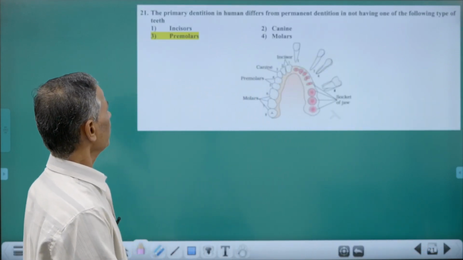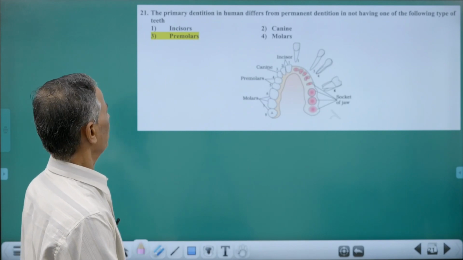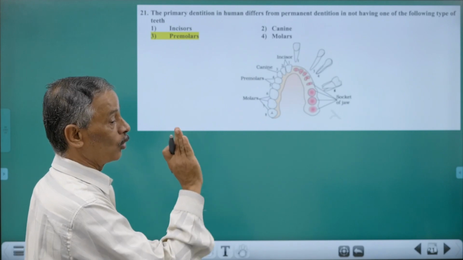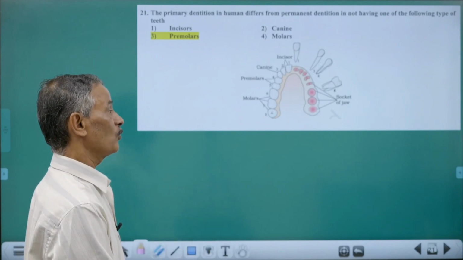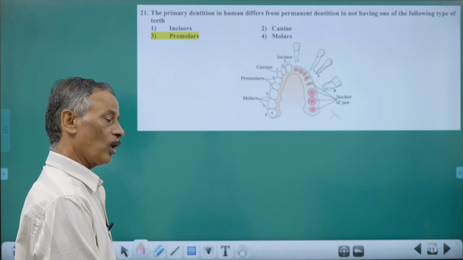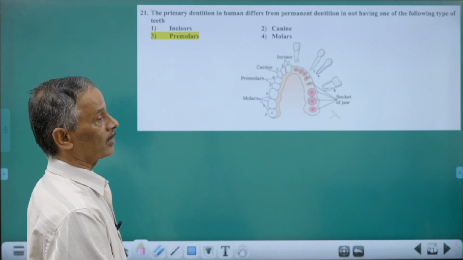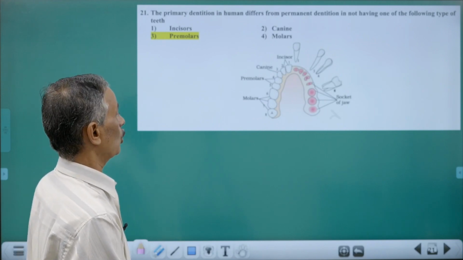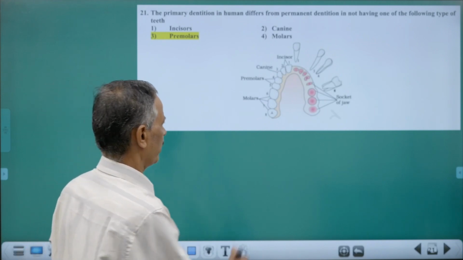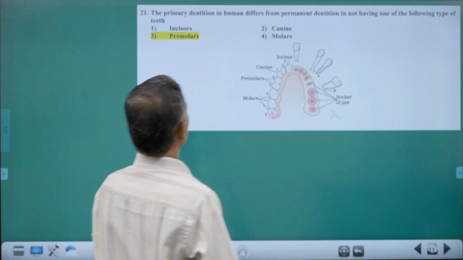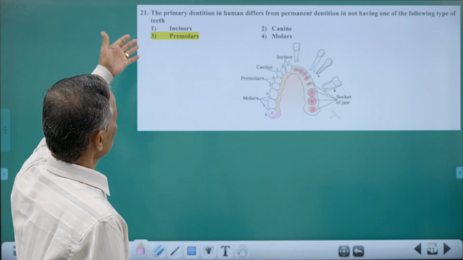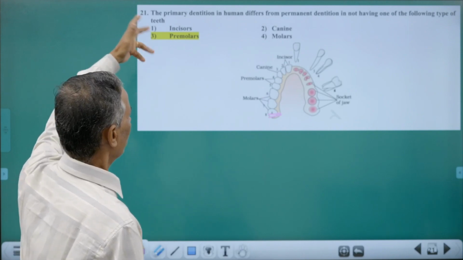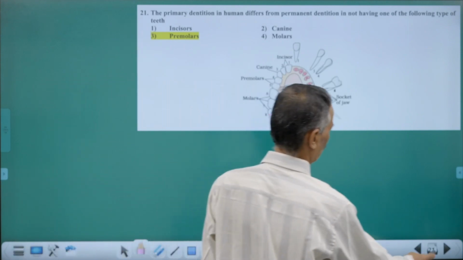Again, the primary dentition in human. What is the main difference? In milk dentition, there is no representative of premolars. Premolars will appear only in the permanent dentition. And the last molar, that is the wisdom teeth, also make their appearance only very late. So we are having incisors, canines and molars, but no premolars in milk dentition. 0/0 dental formula.